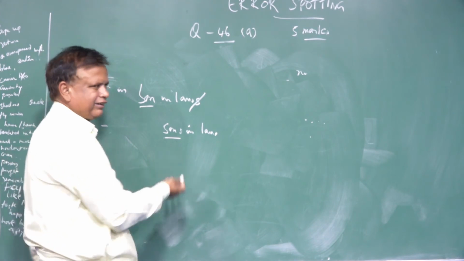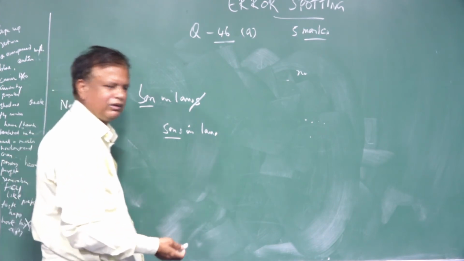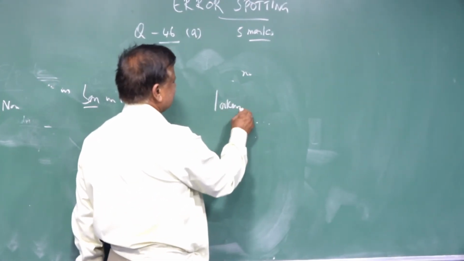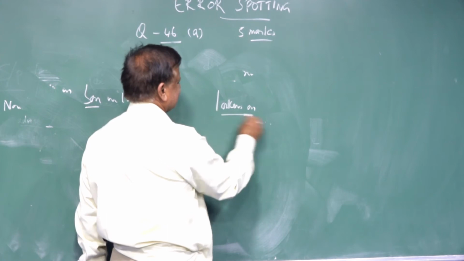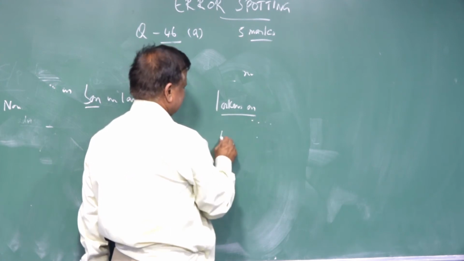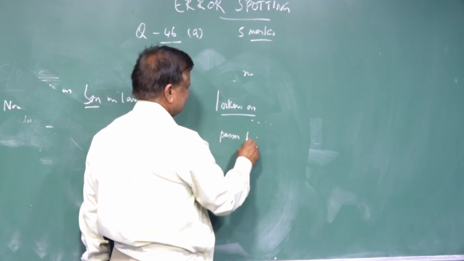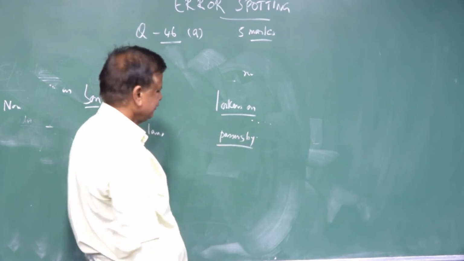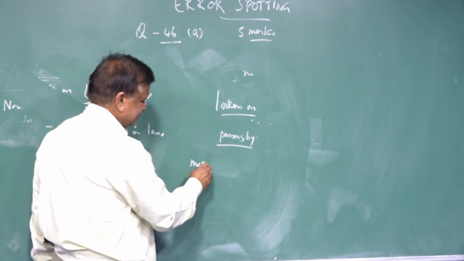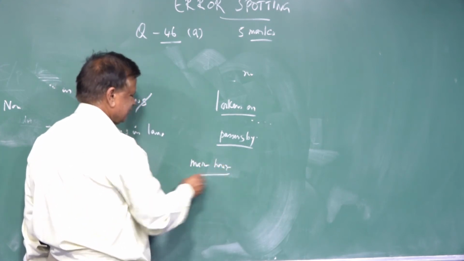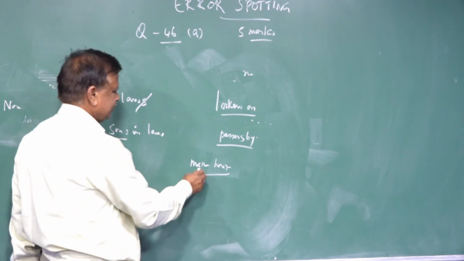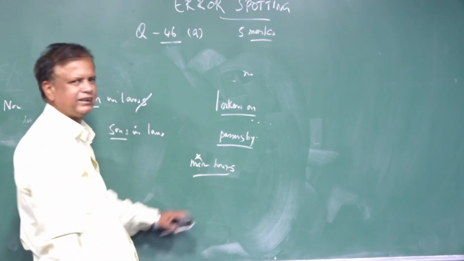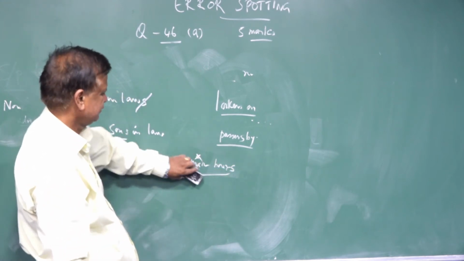Similarly, you will have daughter-in-law, daughters-in-law. Lookers-on is right. Similarly, passer-by. What is the plural form of passer-by? It is passers-by. A tricky one is here, man-hour. It is not men-hour, it is man-hours. This is a tricky one, man-hours.